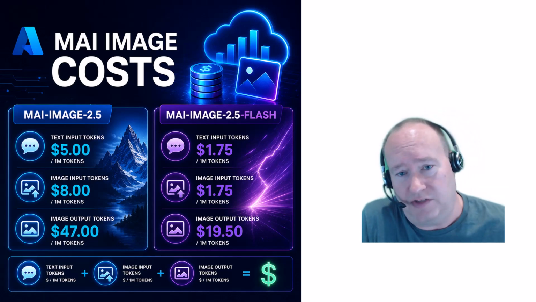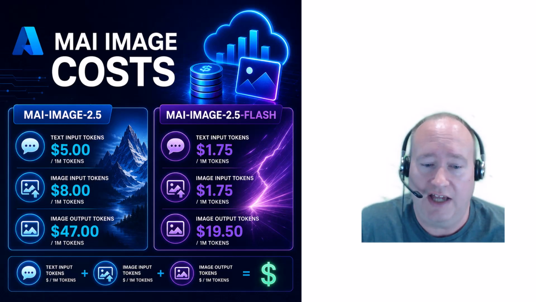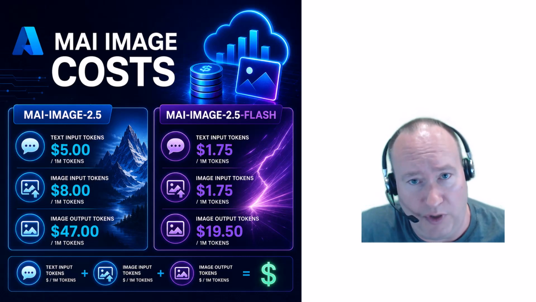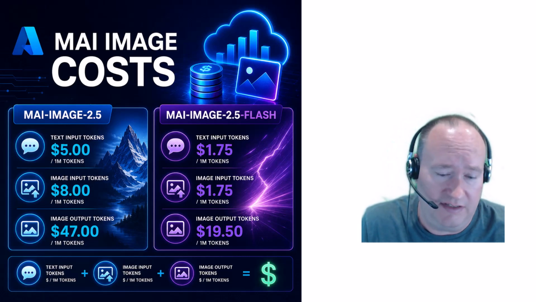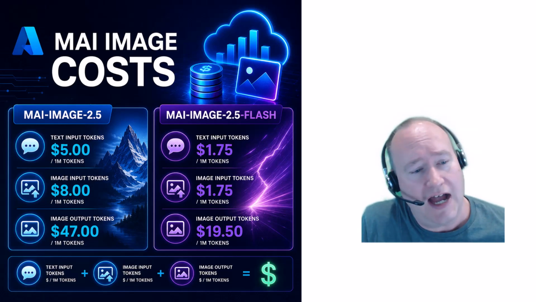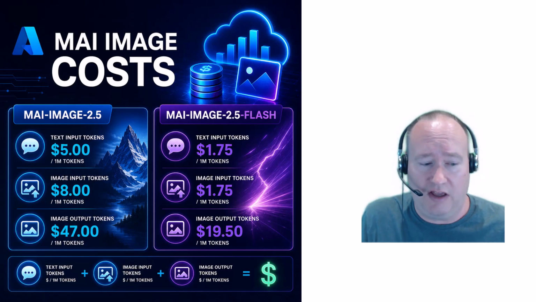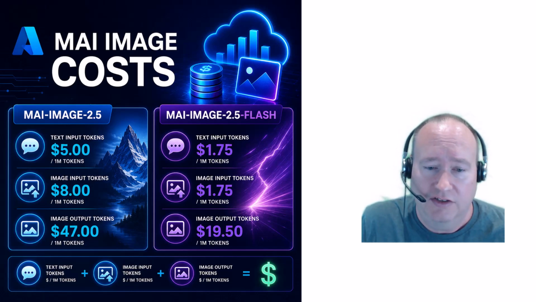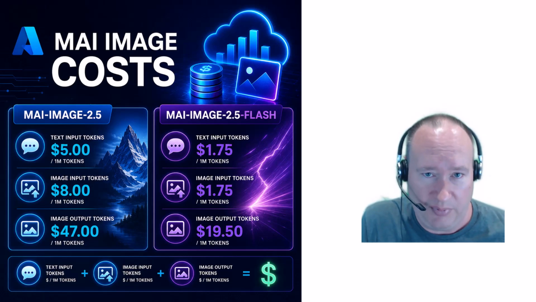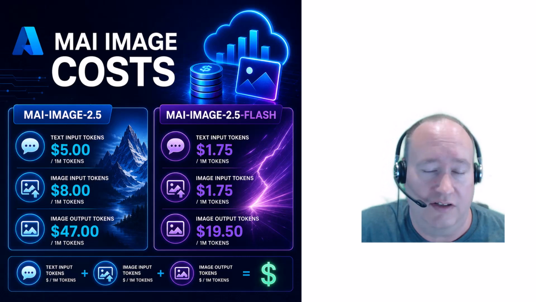Now, when you look at the flash model, you're looking at significantly cheaper here. Your input tokens, whether it's an image or text, are both $1.75 per million, and your output is more than half of what it was with the base model, at $19.50. So you can look at the good price and performance comparison between these two. I didn't see a whole lot of difference myself between these two models. I tend to lean towards the flash model myself, just from that price perspective. So just to give you an overall view then, your total cost is going to be your input tokens, plus your input tokens for any uploaded images, plus your output tokens to get the full cost of that image.